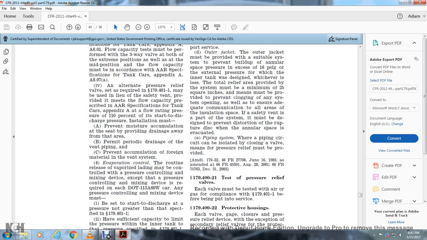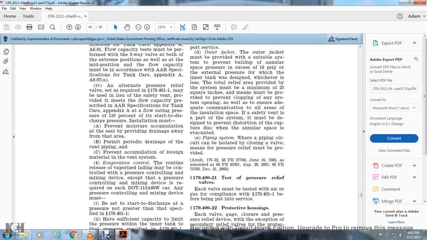Valve. The alternate pressure relief valve as required in 179-4011 may be used with the safety vent, provided with the means for flowing the required capacity prescribed in the AAR specification for tank cars appendix A, with the flow rating pressure at 110% of the start-to-discharge pressure. Installation must prevent moisture accumulation by providing drainage away from the area of the pipe, permit periodic drainage of the venting pipe, and prevent accumulation of foreign material in the vent system.